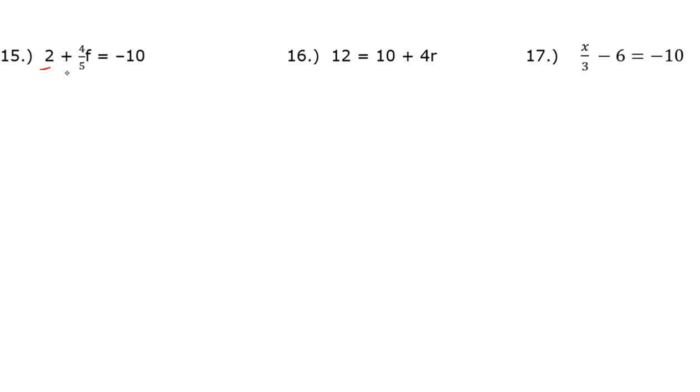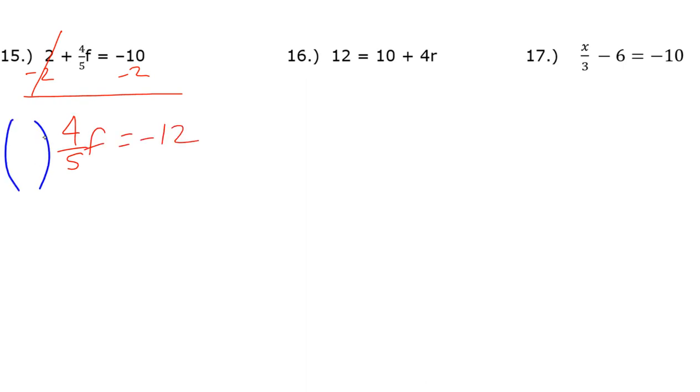Right, we have a constant term, a variable term, so we have only two terms, that's good. Remember, this plus sign belongs to the 4/5, so this 2 is also positive. Subtract 2 from both sides. 4/5 f equals -12. And now don't forget, you don't divide by a fraction, you multiply by the reciprocal.